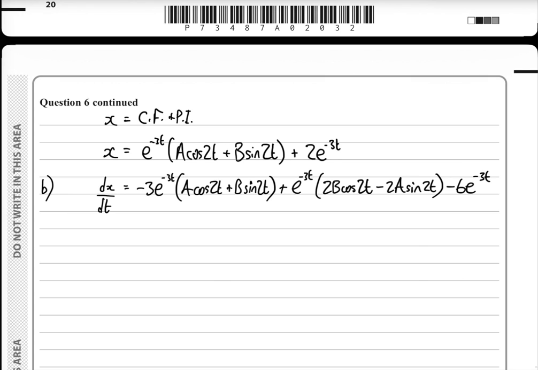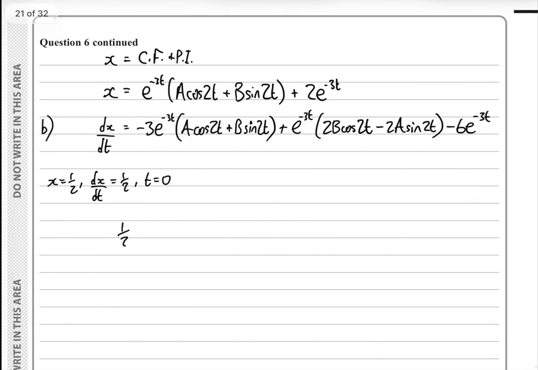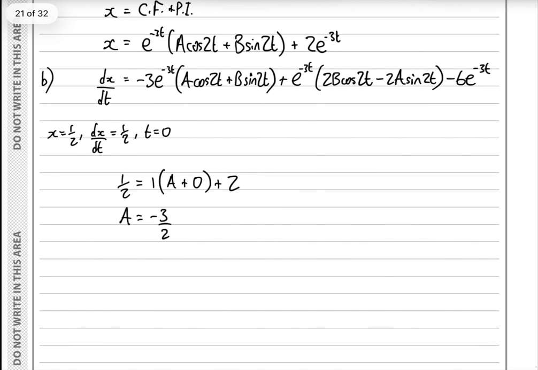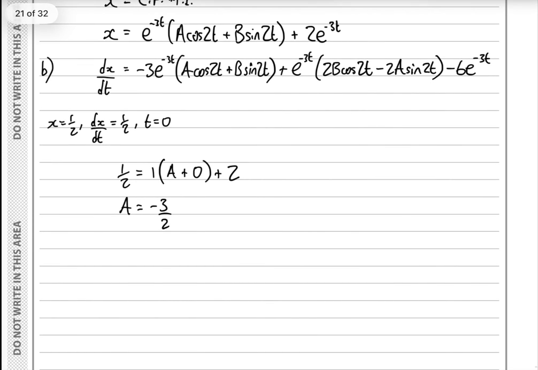That's pretty horrible. And now we know that x is equal to a half, dx by dt is equal to a half, and both happen when t is equal to 0. So x first, we've got a half is equal to e to the 0 is a 1, cosine of 0 is a 1, that becomes a, sine of 0 is a 0, and then again e to the 0 is a 1, so 2 times 1 is 2. That makes a equal to negative 3 over 2. Not the nicest answer, but okay.